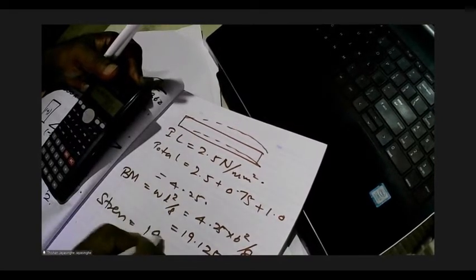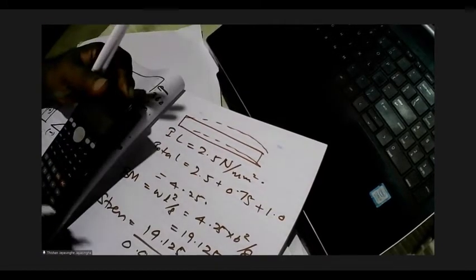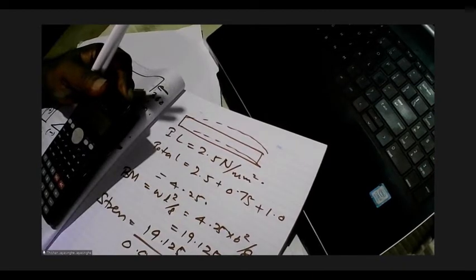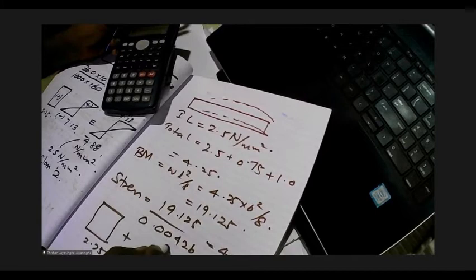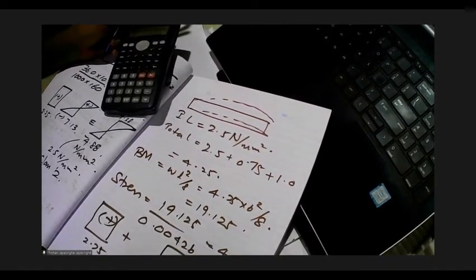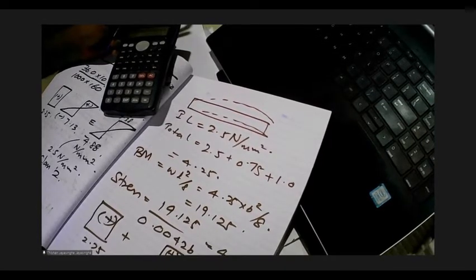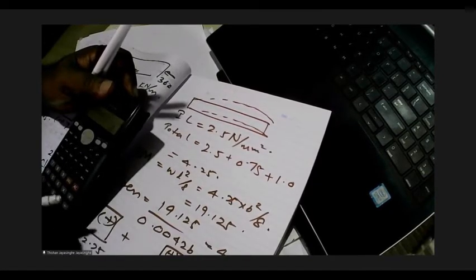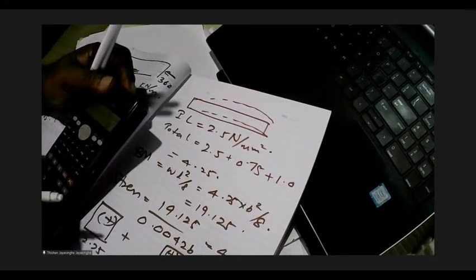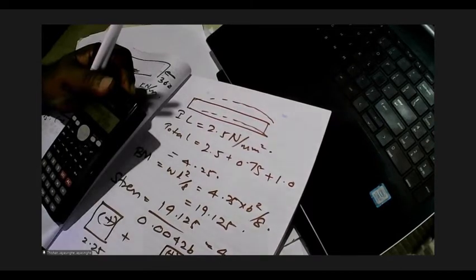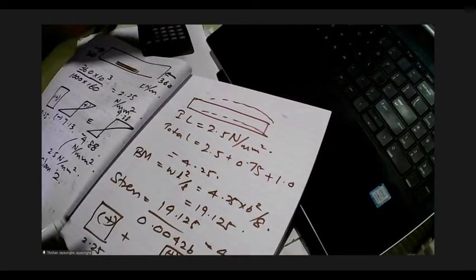Then you get 19.125, and stress is equal to 19.125 divided by the section modulus 0.00426. You get 4.489. Now look at the stress distribution. 2.25 minus 4.489, you get minus 2.239. This side you get 4.489 plus 2.25, 6.74.